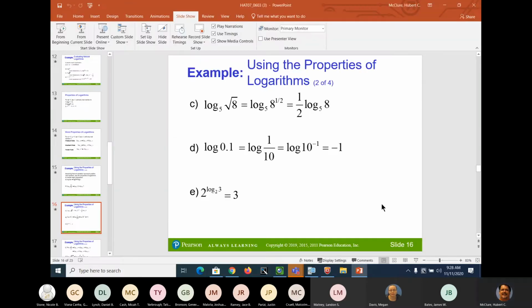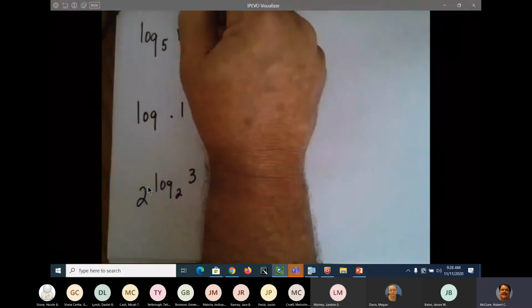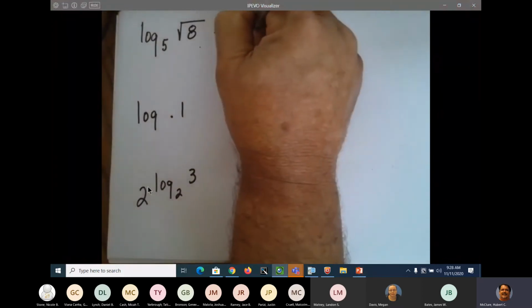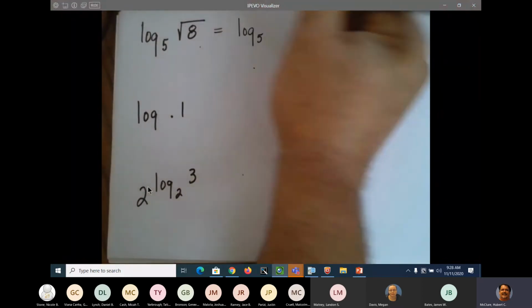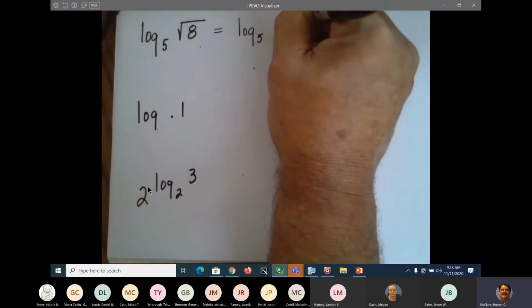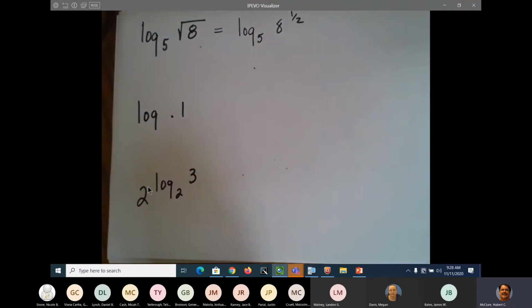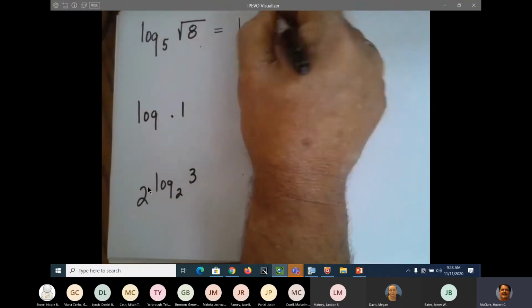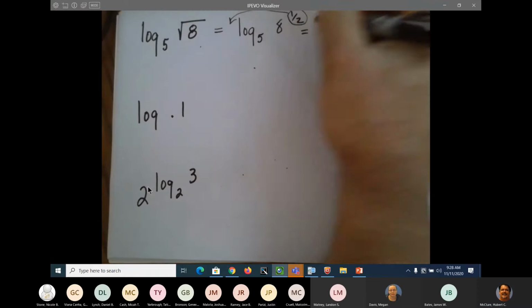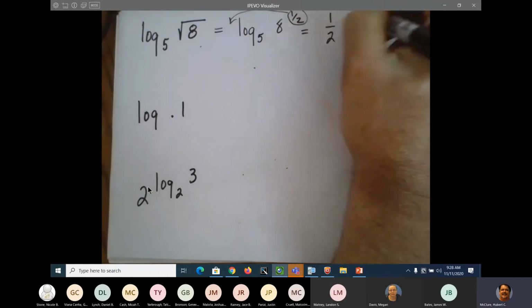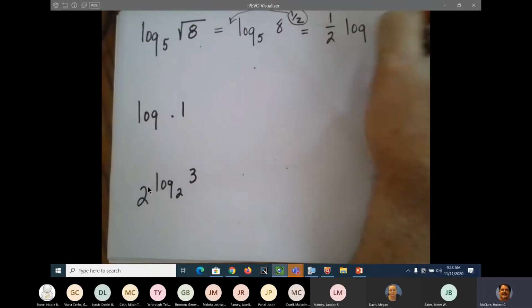Now, I would rewrite this as log base 5 of 8 to the 1/2 power. And then I would change that by the power rule. This would come out front. And then that would be 1/2 times the log base 5 of 8.